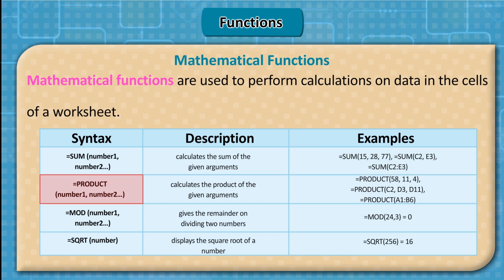PRODUCT(number1, number2) calculates the product of the given arguments. =PRODUCT(58, 11, 4), PRODUCT(C2:D3), PRODUCT(D11, A1:B6). MOD(number1, number2) gives the remainder on dividing two numbers. MOD(24, 3) = 0. SQRT(number) displays the square root of a number. SQRT(256) = 16.